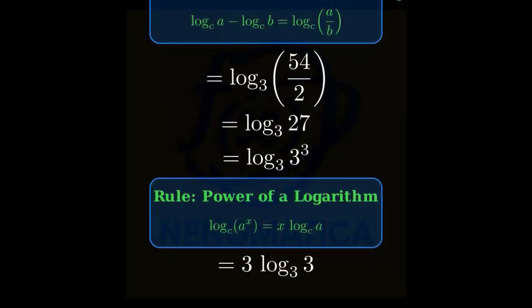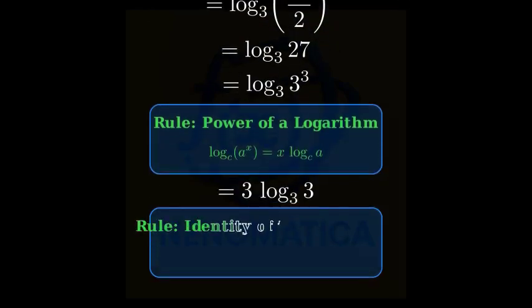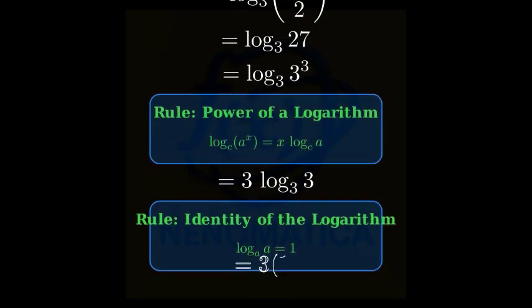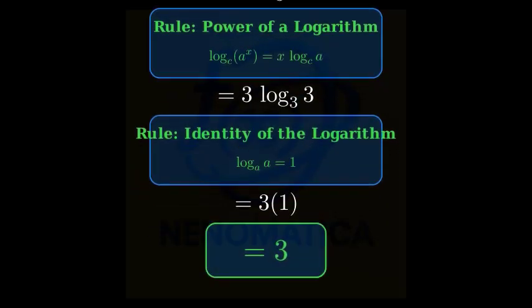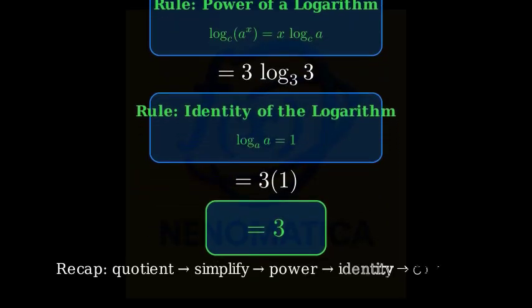Step 5. Use the identity. Log base a of a equals 1. Therefore, our expression becomes 3 times 1. Step 6. Multiply to finish. The value is 3. Recap. We used the quotient rule to combine the logs, simplified the argument, rewrote 27 as 3 cubed, applied the power rule, then the identity log base 3 of 3 equals 1, and obtained 3.